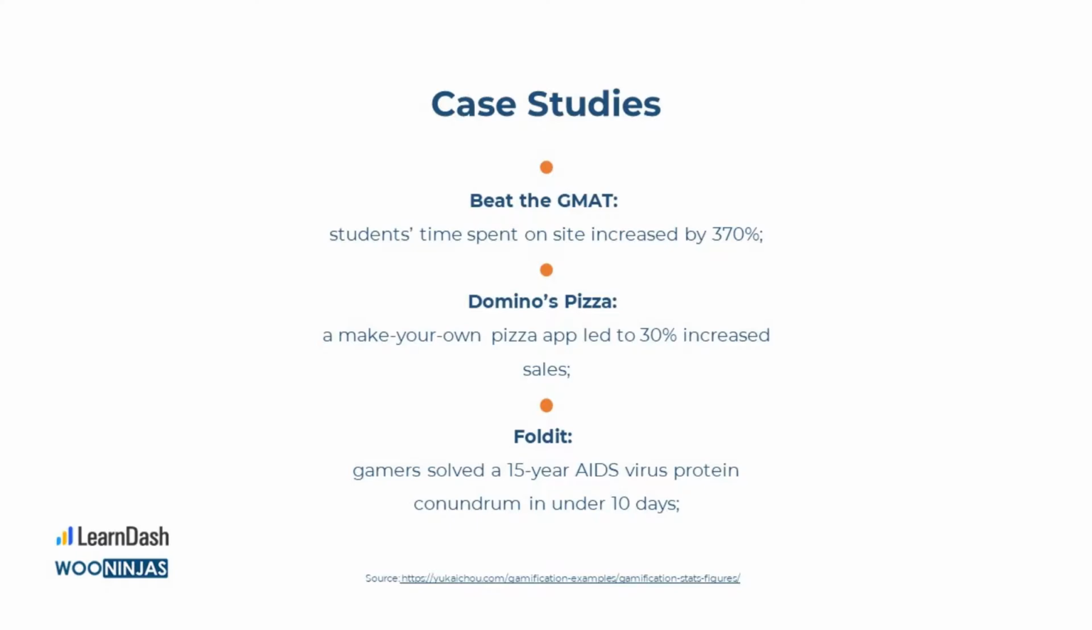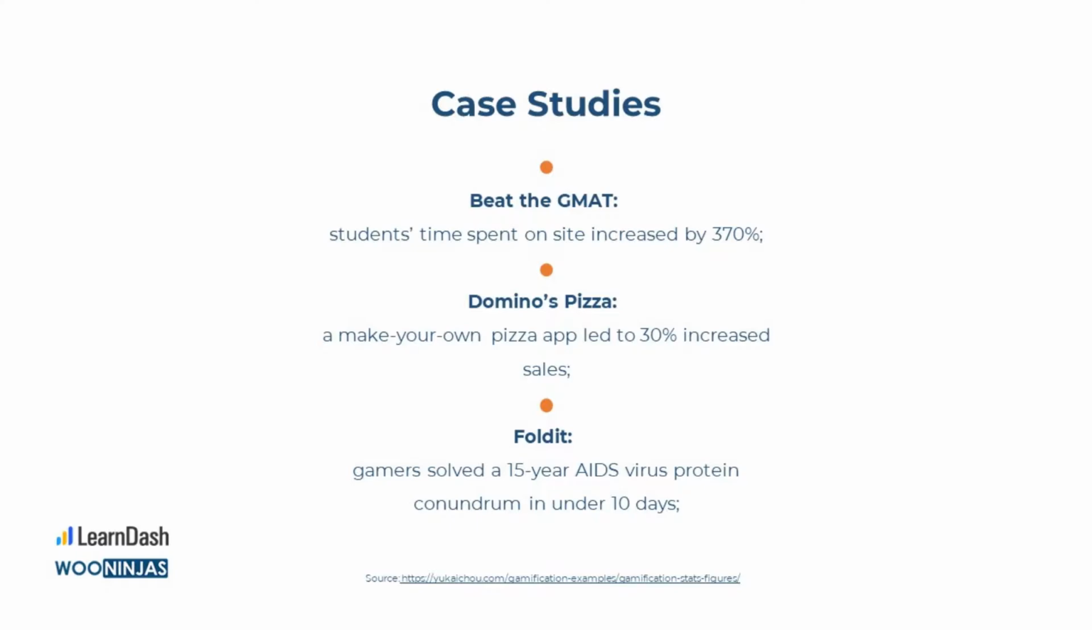Domino's Pizza created an app that let people just make their own pizza, but that in and of itself is a form of gamification, and it led to a 30% increase in sales revenues. Users on Foldit also solved a scientific conundrum about the proteins of the AIDS virus that had been baffling researchers for 15 years, and they did it in just 10 days.